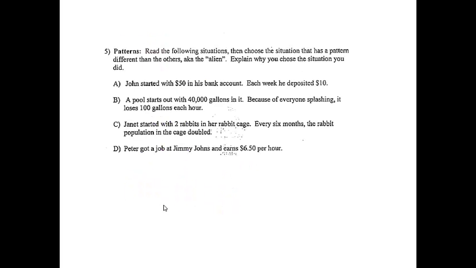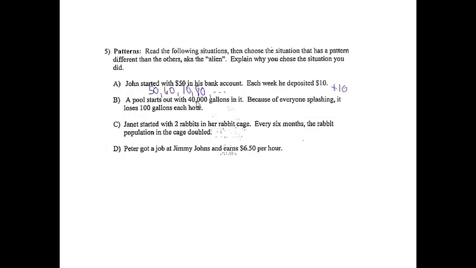Okay, problem 5: read the following situations, then choose a situation that has a pattern different than the others, aka the alien. Explain why you chose the situation you did. All right, we're looking at patterns. You might see a few shallow patterns, but we're looking for a deeper one, so I'm going to start listing things to see what's going on. Situation A: John started with $50 in his bank account. Each week he deposited $10. So he first had $50, then $60, then 70, then 80, and so forth. He added 10 every single time.